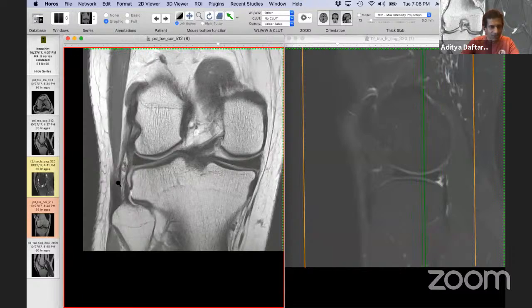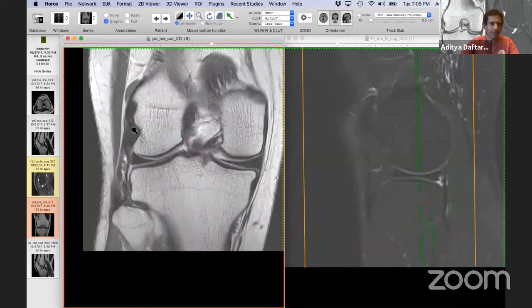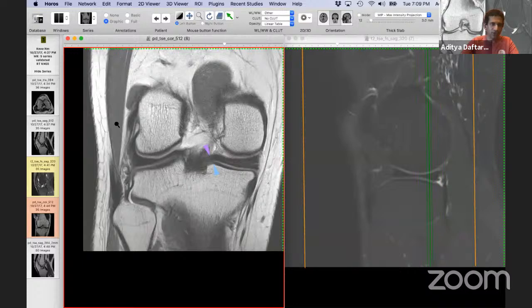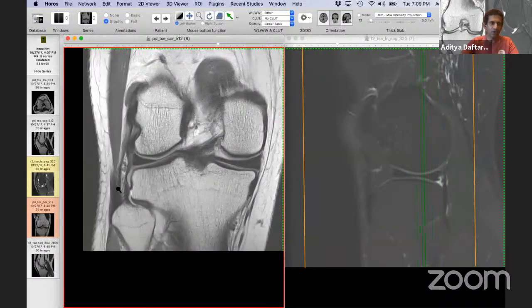This here is the fibulocollateral ligament. You can see it tracking from the fibula going all the way up here to the femoral condyle. And along with it, that forms the conjoint tendon is the biceps tendon. So these two get together and form the conjoint tendon.